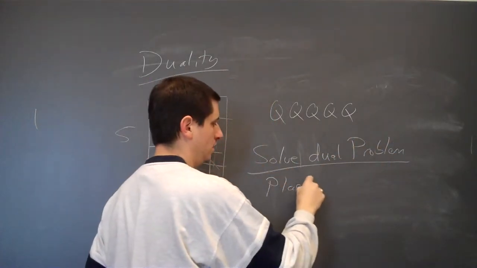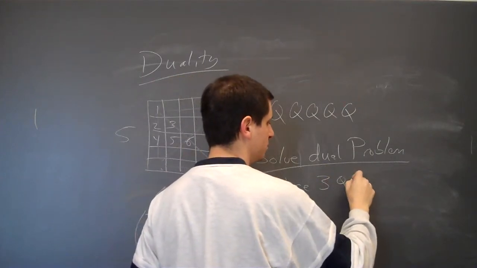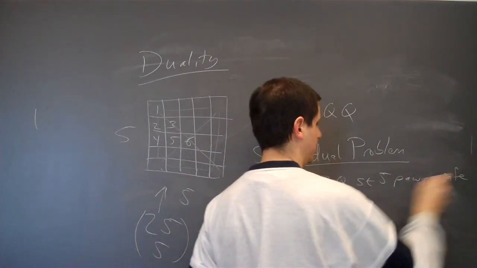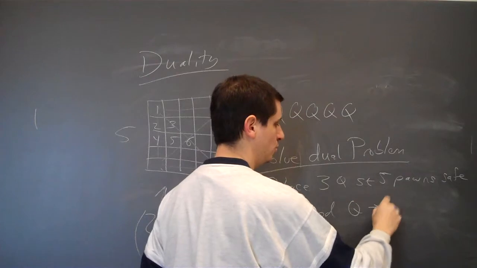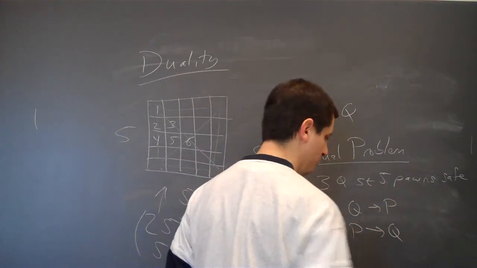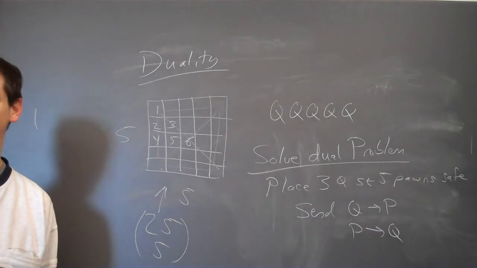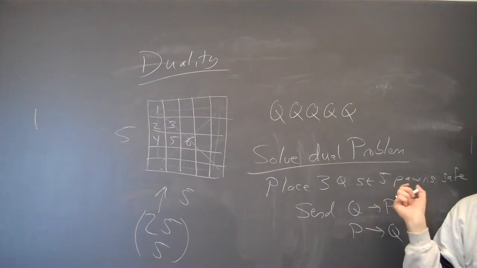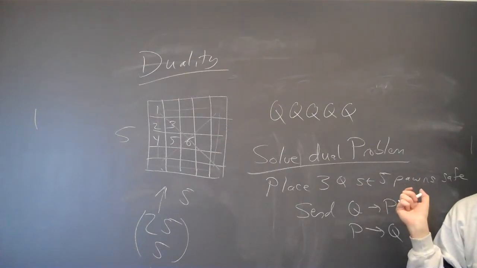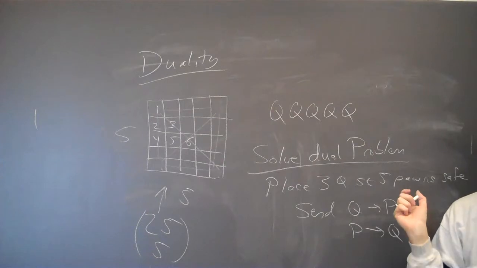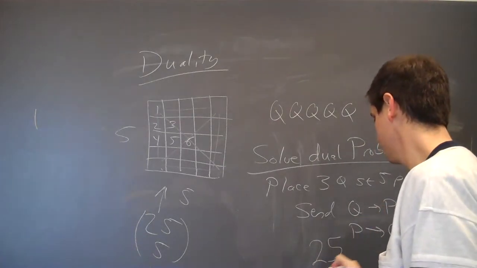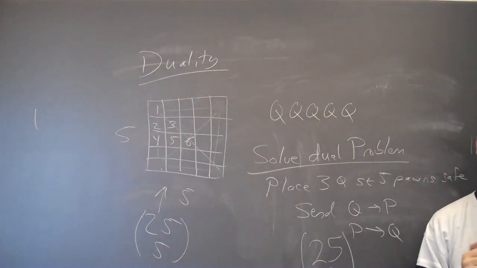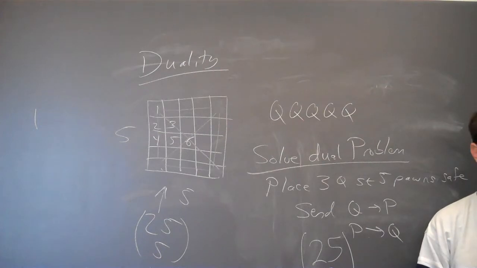Place 3 queens so that 5 pawns are safe, and then send the queens to a pawn, the pawns to a queen. For those of you who've seen quantum physics, this has absolutely nothing to do with the operators there. Computationally, how many ways are there to place 3 queens on the board? 25 choose 3. That's an improvement. You're saving roughly 20 squared over 5 times 4. So you're saving roughly a factor of 20, just as a ballpark estimate. That's not bad.